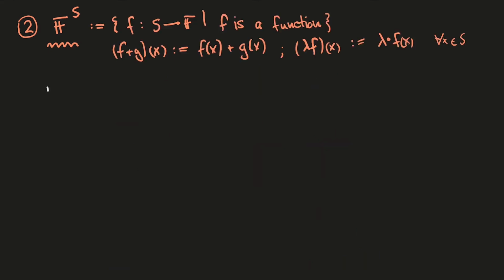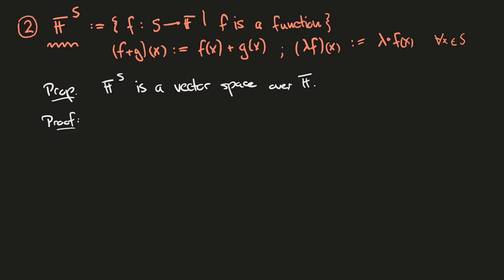After all this effort, we would surely hope that the following is true. Fs is a vector space over F. I'm not going to prove this entire proposition, but instead just give an outline of what we need to show, and then I'll give an example of one of the parts of the proof.